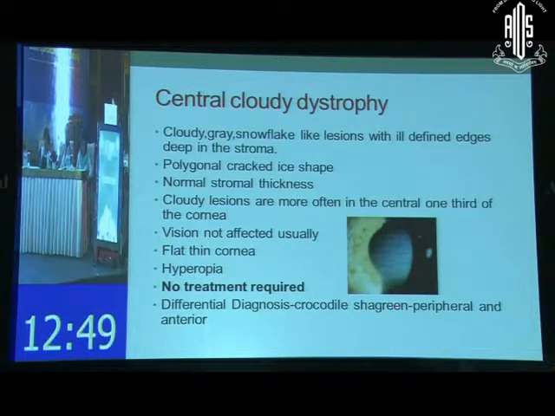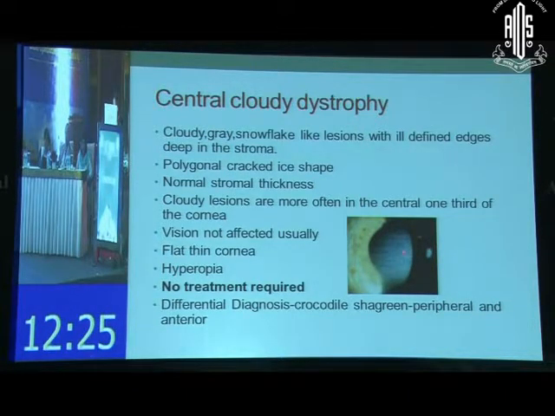This is one thing which I wanted to talk about. Sometimes the patient may come to you with this kind of a cloudy cornea. You may think the patient has Fuchs, erroneously diagnosed as Fuchs, but if you really do a broad slit, you will be able to see a crocodile shagreen pattern, usually localized to the posterior part of the cornea. This is a central cloudy dystrophy of Francois. It does not need any treatment.